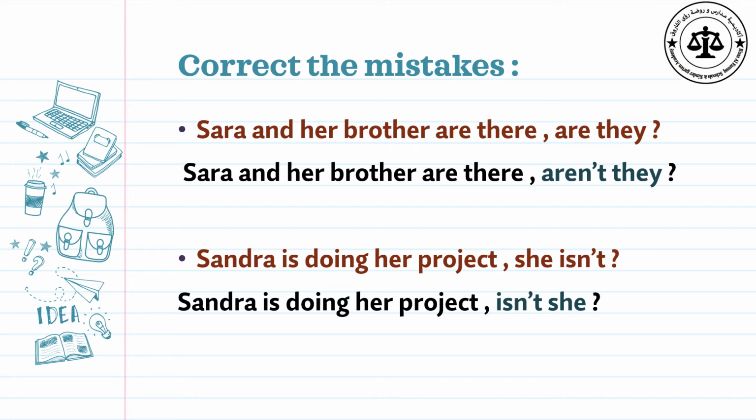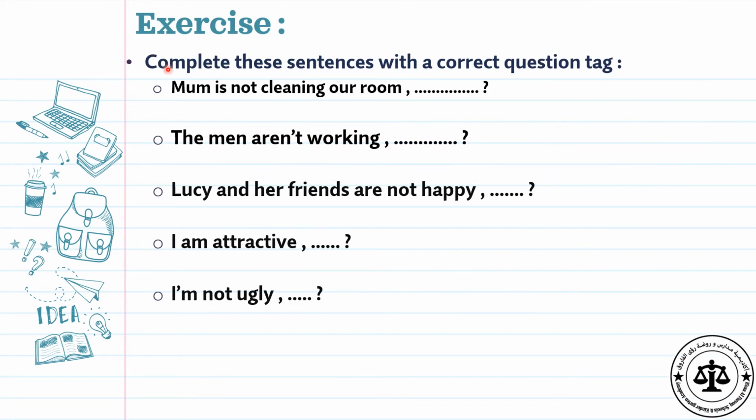Be careful. Now let's do this exercise together. Complete these sentences with a correct question tag. Look at number 1. Mom is not cleaning our room. This is a negative sentence, right? عندي is not, so it's negative. The question tag should be what? Bravo, positive. So, Mom isn't cleaning our room, is she?